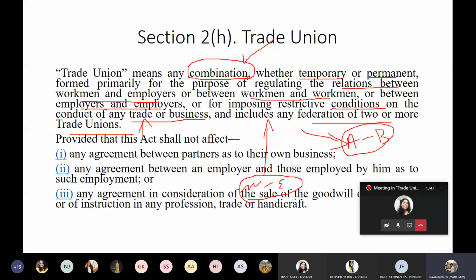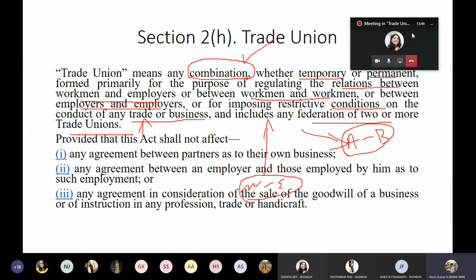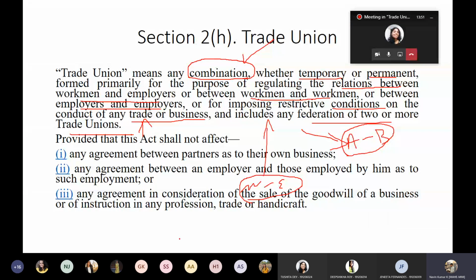And this particular act should not affect the agreement in consideration of a sale of goodwill of a business. As an MBA graduate, you should know the meaning of goodwill. What is the goodwill of the business? Anybody want to answer? Goodwill of the business means what?